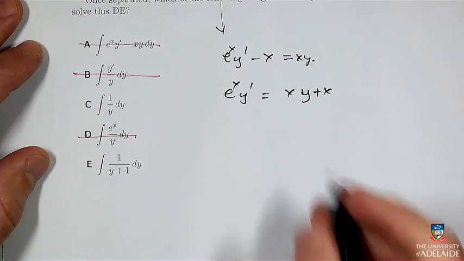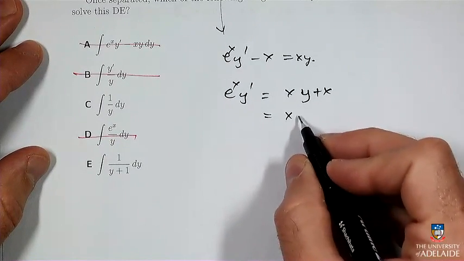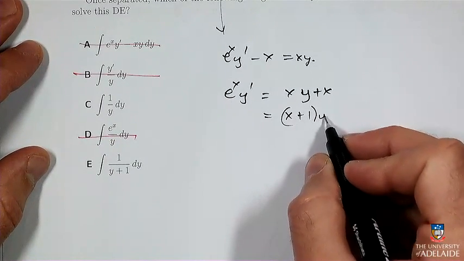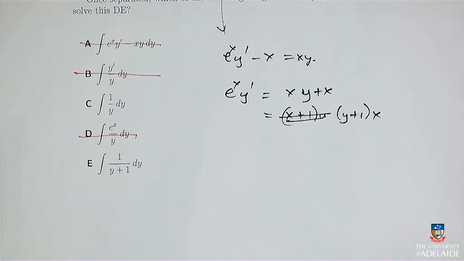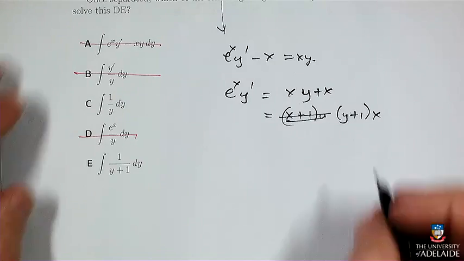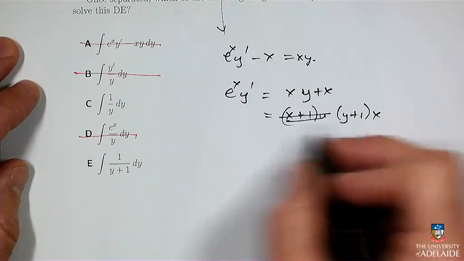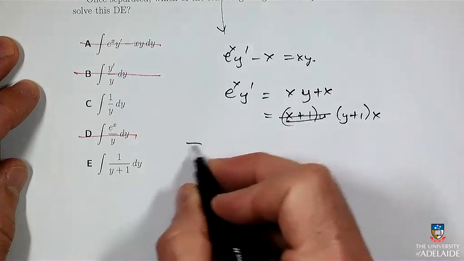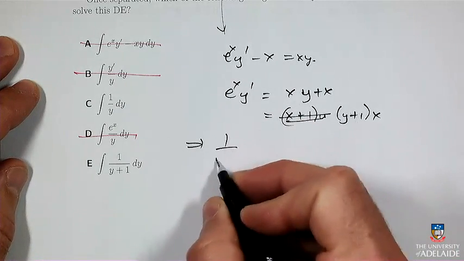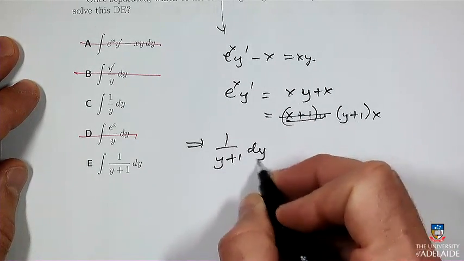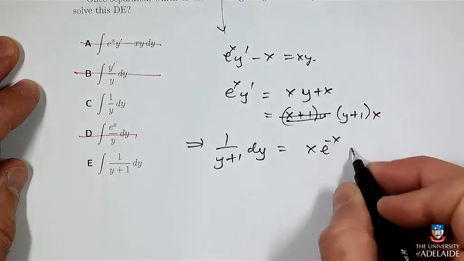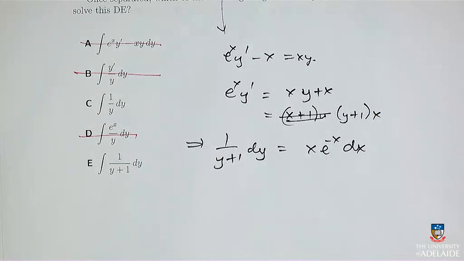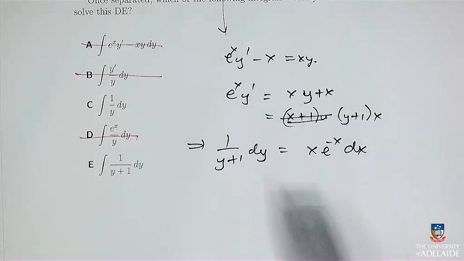right? And now you can factorize this, sorry, y plus 1 times x, right? xy plus x, pull the x out, and then I can put the y stuff on this side and the x stuff on this side. So putting the y stuff over here gives me this. Putting the x stuff over here gives me x e to the minus x dx. Right, dividing by e to the x and timesing by dx.